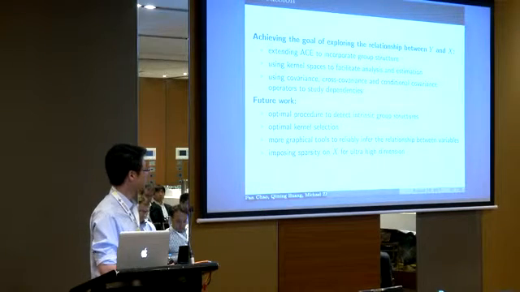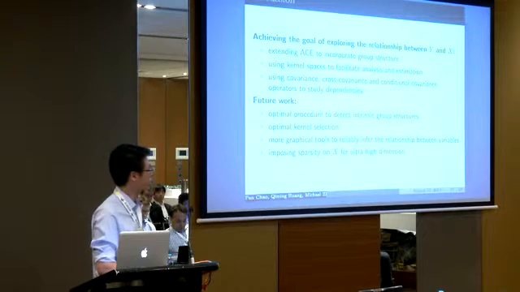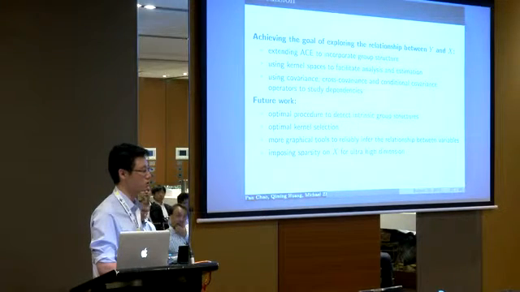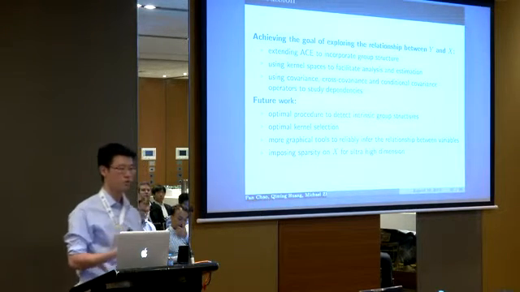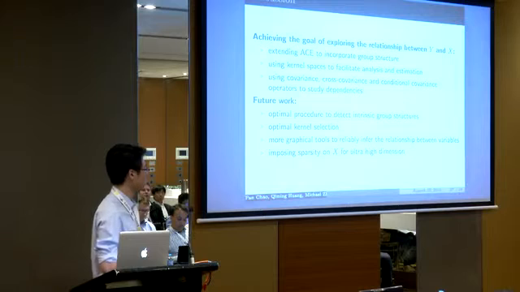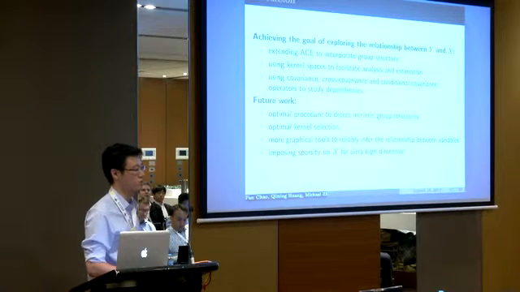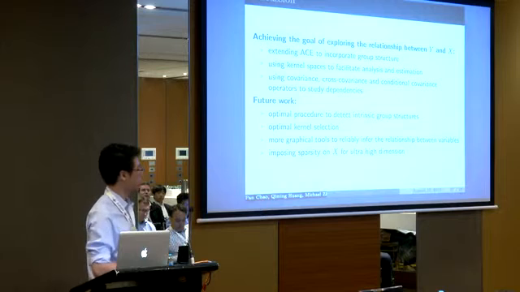And some future work. We understand that we need an optimal procedure to detect the intrinsic group structures. We also know that we need a good way to select optimal kernel functions. We also need more general tools to visualize our results. And I'm also working on imposing sparsity on those predictor variables, so that maybe some variables that are not really necessary in our regression setting can be dropped.